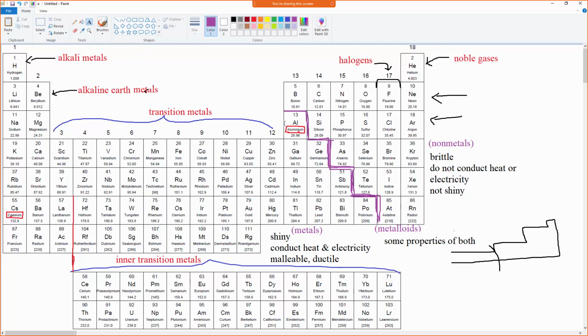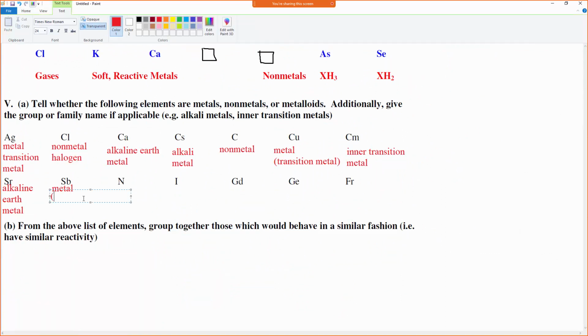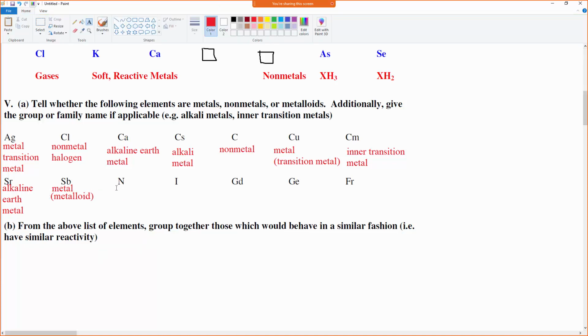Additionally, this group right here, and I'm not going to test you on that, but this group of metals, because they come after the transition metals, sometimes we call these the post-transitional metals or the post-transition metals. But that's antimony right there, Sb. All right. Metal, maybe a metalloid. It's a metalloid on the metal side of the line. Okay, what about N? Non-metal, good.